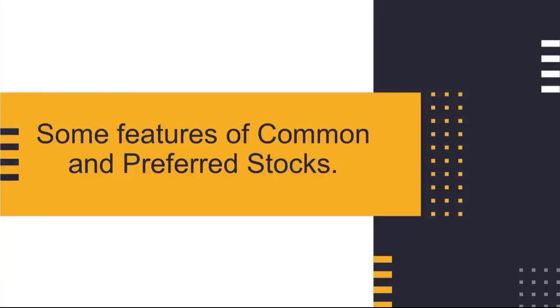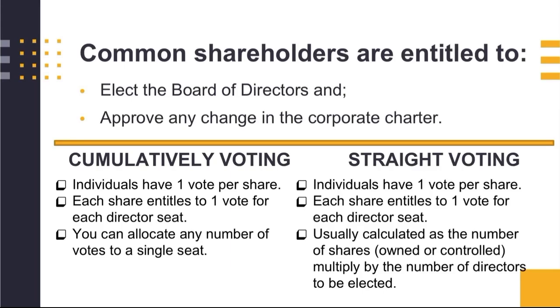Some features of common and preferred stock. We already know that common stock itself is defined as a certificate that indicates ownership in a corporation. Ng common stockholder, sila yung mga nagmamay-ari ng isang firm. Example, kapag bumili ka ng stock sa isang company, katumbas nun yung pagbili mo rin sa part ng company at magkakaroon ka ng ownership rights na proportion sa share mo sa company. But when it comes to voting rights, most often, common stockholders are the only security holders with the vote. So, common shareholders are entitled to elect the board of directors and approve any change in the corporate charter.